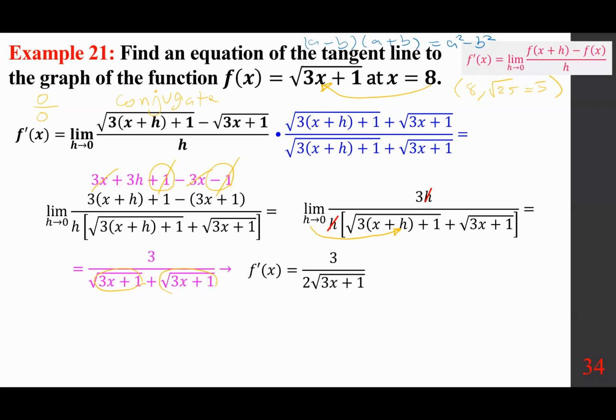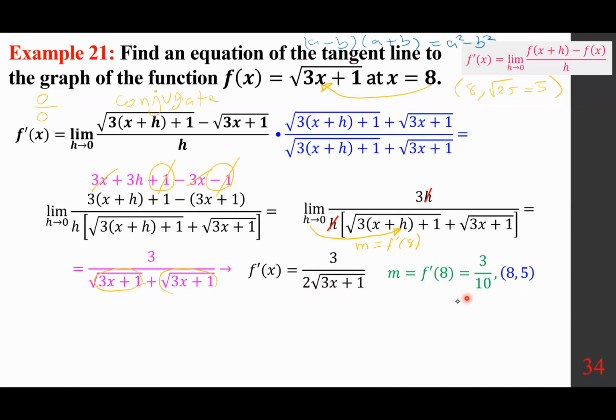To find the slope, we get f prime of 8. So if I plug in 8 here, I get 24 and 1 is 25. So this is 5. 2 times 5 is 10, so 3 over 10. So plug it into this. That gives you the slope. So we have the pair 8 comma 5, and we have the slope 3 over 10.